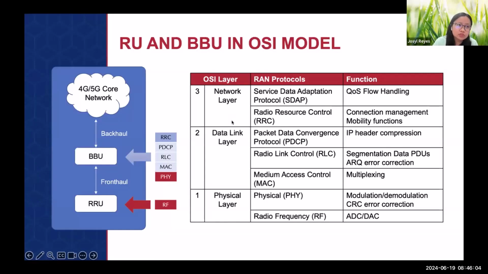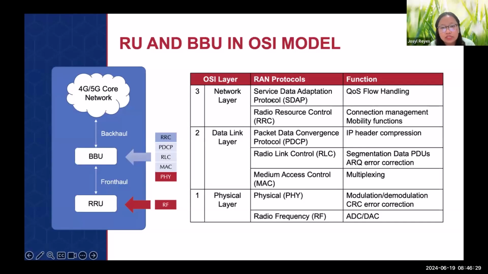And since their focus is really to exchange information and connect the different components, they only do functions up to the network layer. Other processing would be done by the RICs and so on. So let's look at the different RAN protocols under the different layers of the OSI.